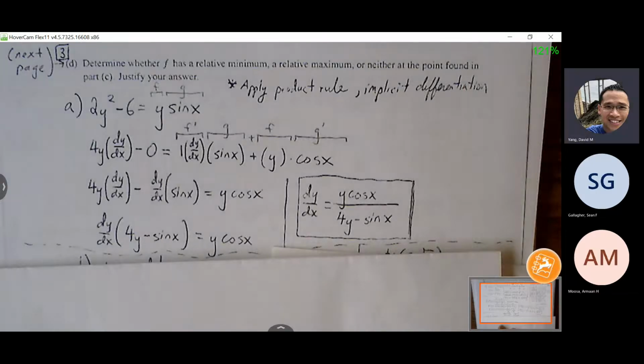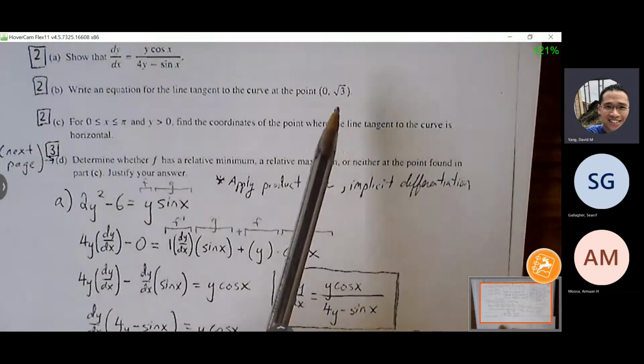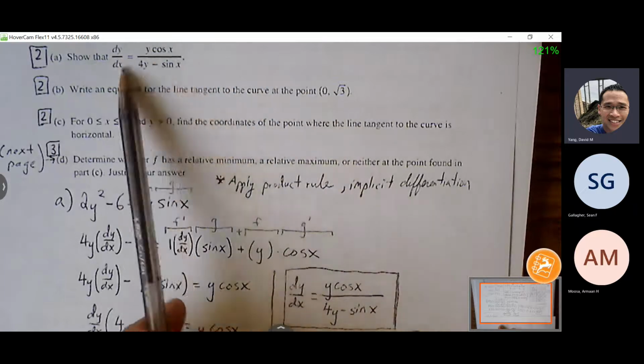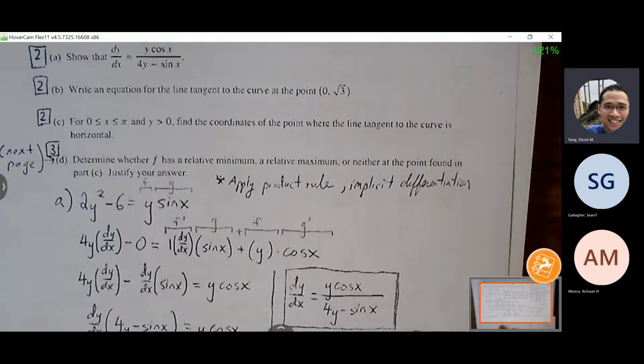Okay, part B, write the equation for the tangent line. So a tangent line requires an ordered pair and slope. The ordered pair is already given to us. For the slope, we can just enter the point into the derivative dy dx to get that slope. That should be enough to build our point slope form.